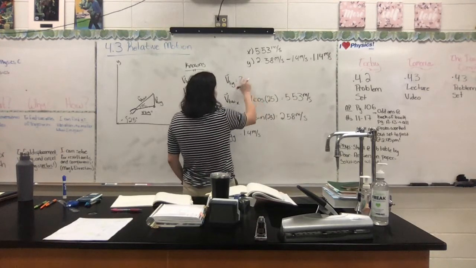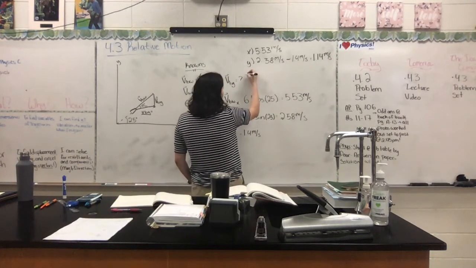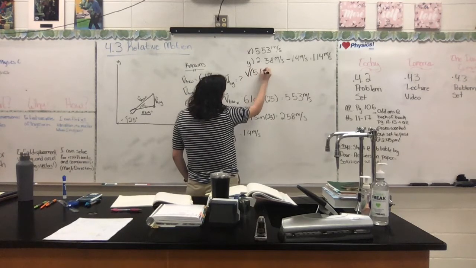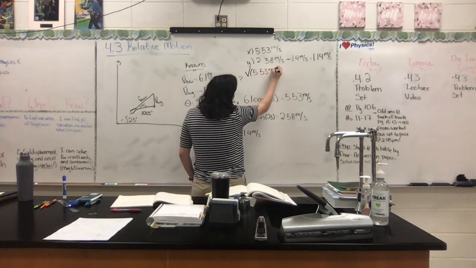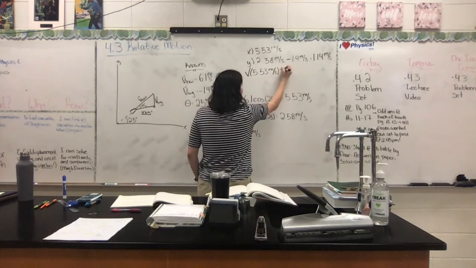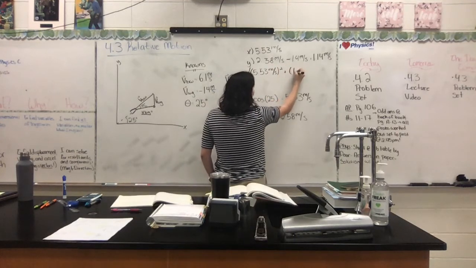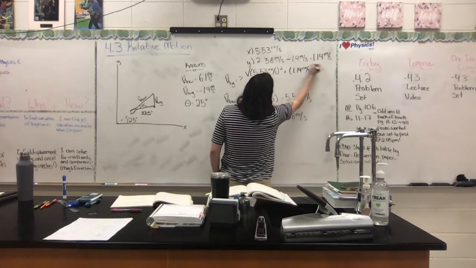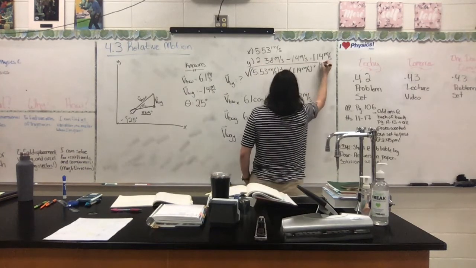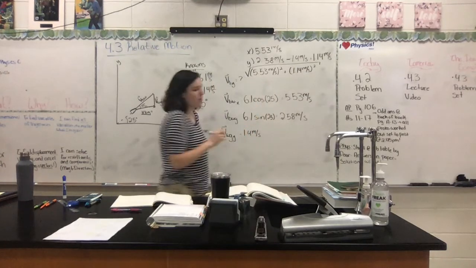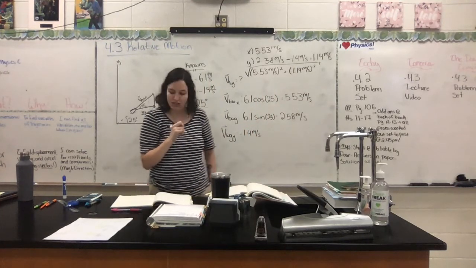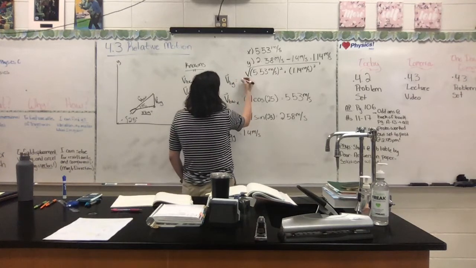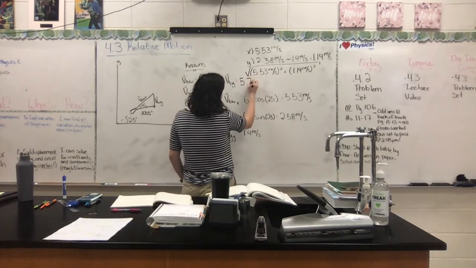Now, in order to get our magnitude for this vector, we're going to need to use the Pythagorean theorem. So we're going to take the square root of 5.53 meters per second squared plus 1.14 meters per second squared. When we do that, we are going to get a magnitude of 5.71 meters per second.